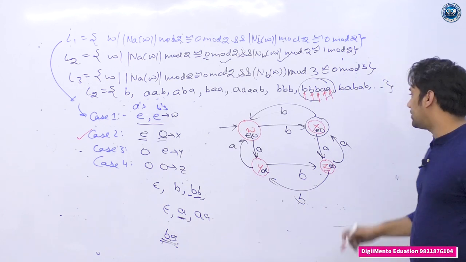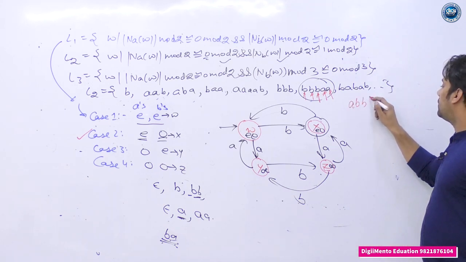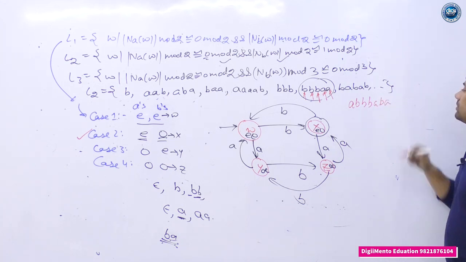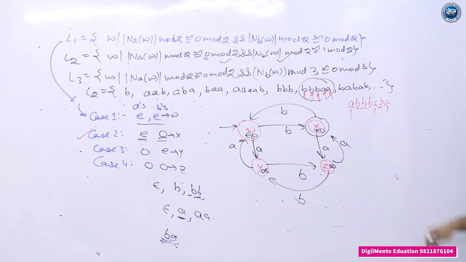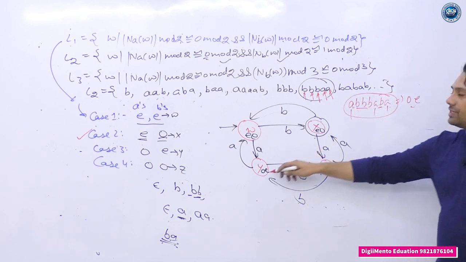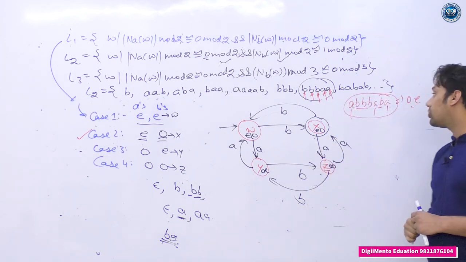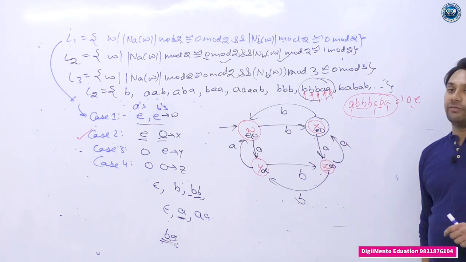If I give a string like this, which is B A B B A B A, in this string the number of B's is even and the number of A's is odd. So obviously this string should not be accepted. Here you can see the number of A's is odd and the number of B's is even. So that means after reading this entire string, we should always end up at the state Y.